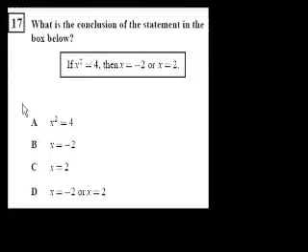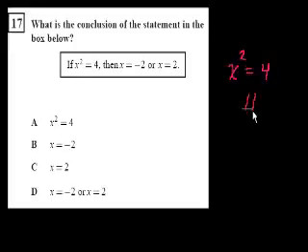Problem 17. Let me copy and paste this one. Copied it. Pasted it. All right. What is the conclusion of the statement in the box below? Okay, they say if x squared is equal to 4, then we know, and we know this from algebra, that x is equal to minus 2 or 2. All right. So what is the conclusion of the statement in the box below?